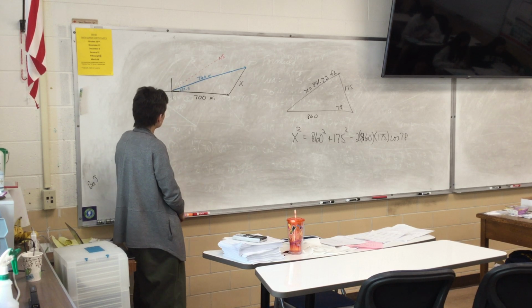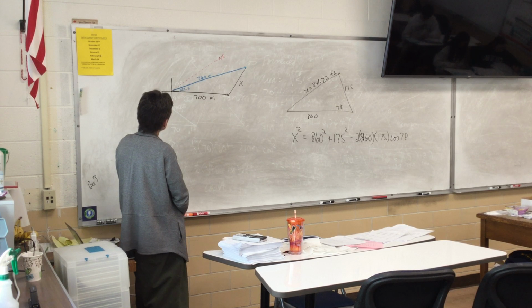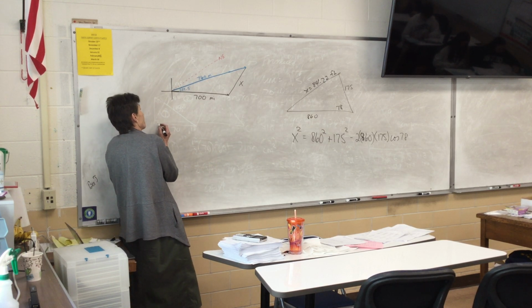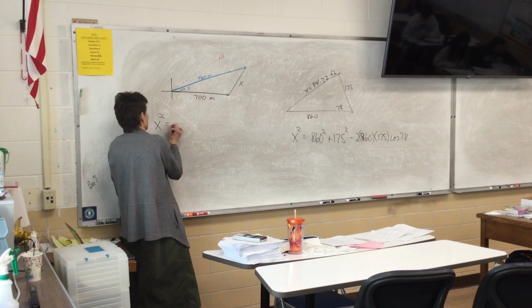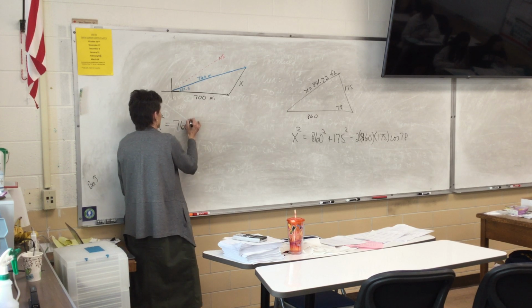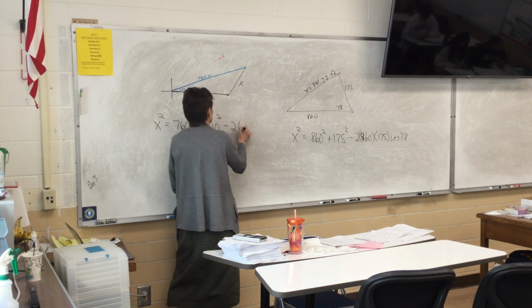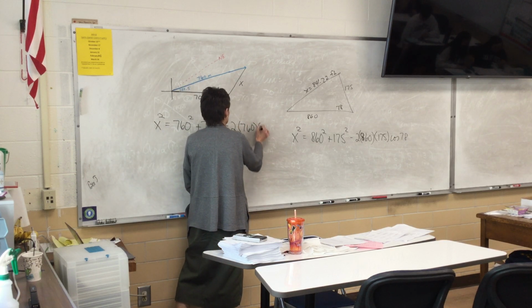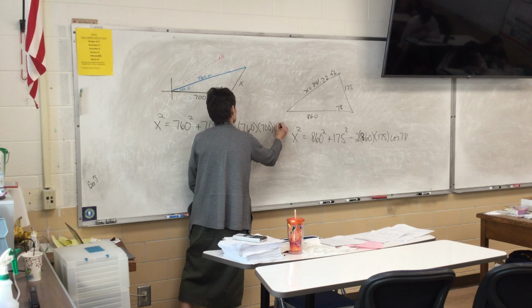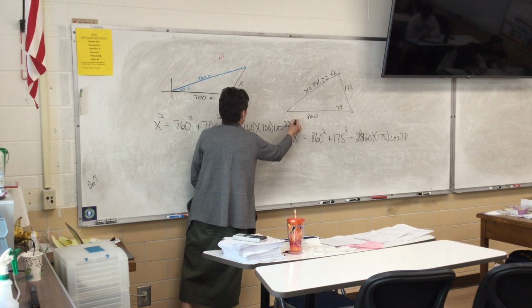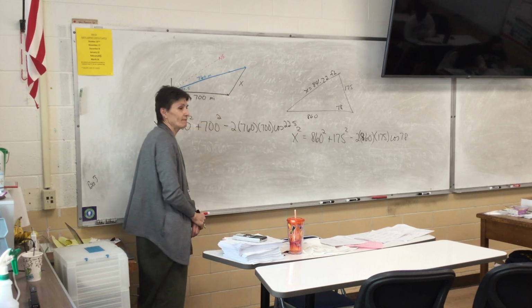So Natalie, what do you think? We gotta use sines or cosines here? Cosine. Yep, and how'd you set it up? I did x squared equals 760 squared plus 700 squared minus 2 times 760 times 700, and then the cosine of 22.5.